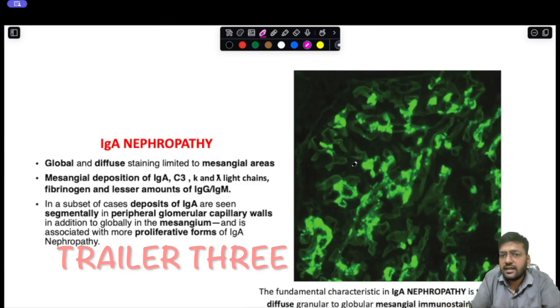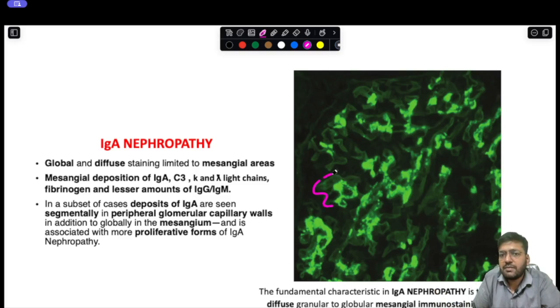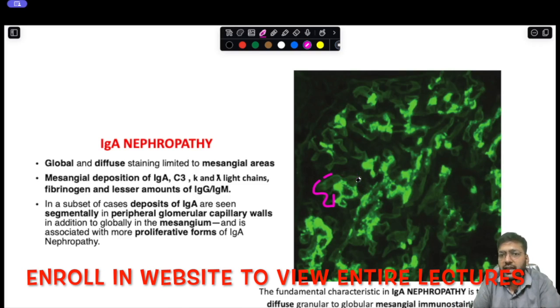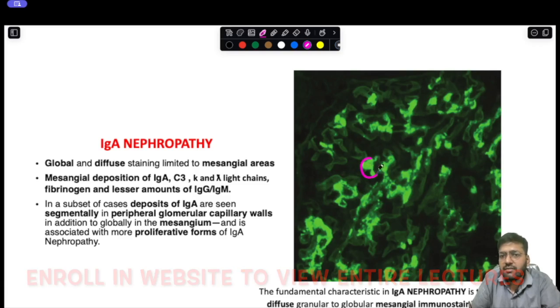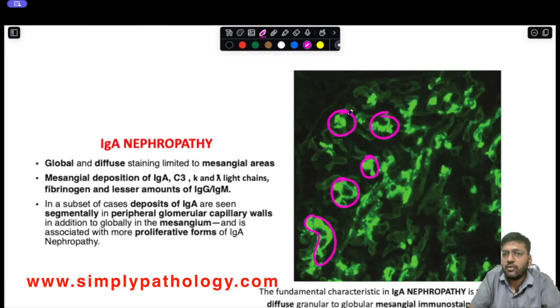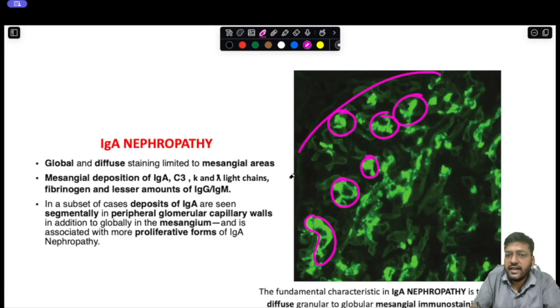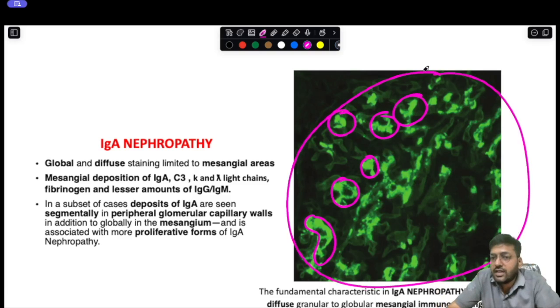So as you can classically see over here, the GBM, glomerular basement membranes, they are negative. Okay, whereas if you see, these are the mesangial areas which are showing blob-like deposits over here. Can you appreciate over here? There's a mesangial positivity. So global, and you can see this is the entire glomerulus. The entire glomerulus is showing this deposit. So there's a global deposition, and all the glomerulus is involved.